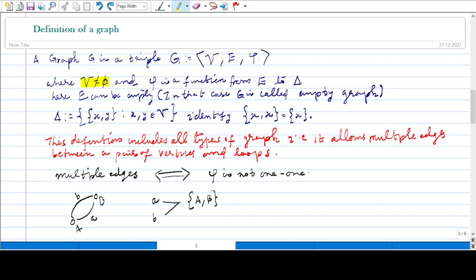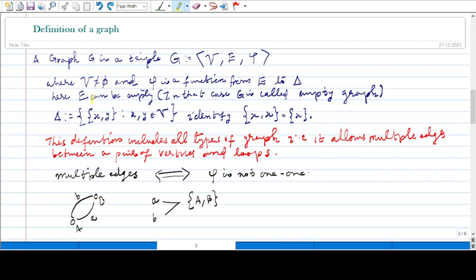So V is non-empty. I want V non-empty, and phi is a function from E to delta. We already defined delta. But you can see that E can be empty. You can have graphs with only vertices. There's no point if the vertex set is also empty. So nothing is there, but we have a terminology: we will call it a null graph, which is pointless. So we want V non-empty, and the edge set can be empty.